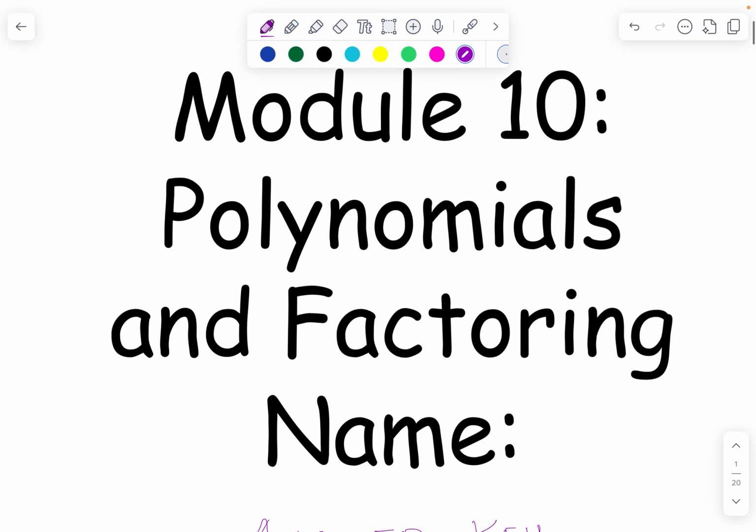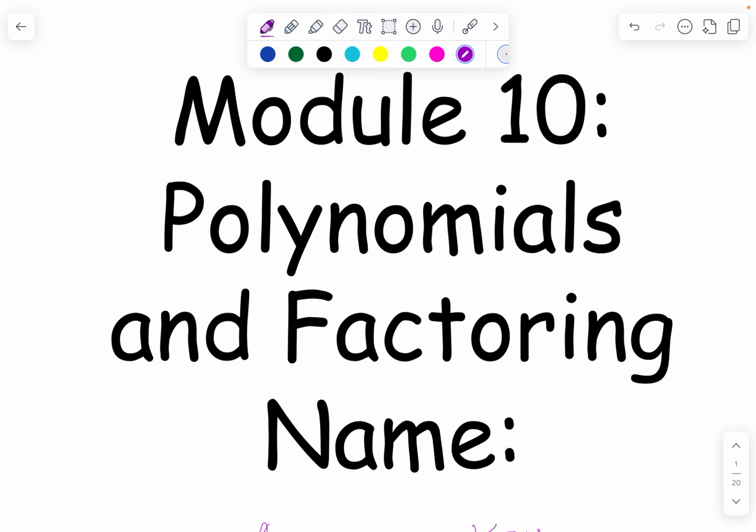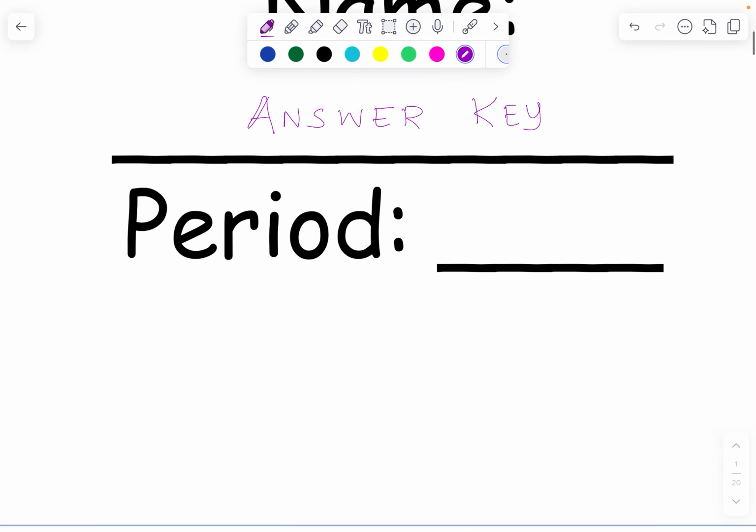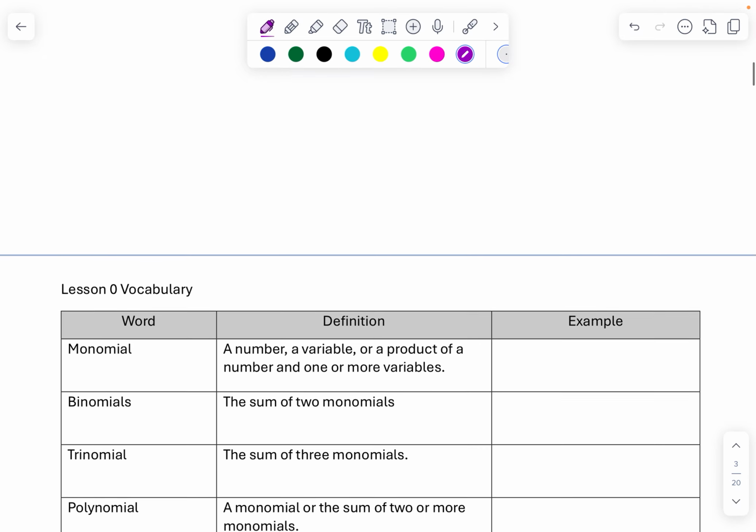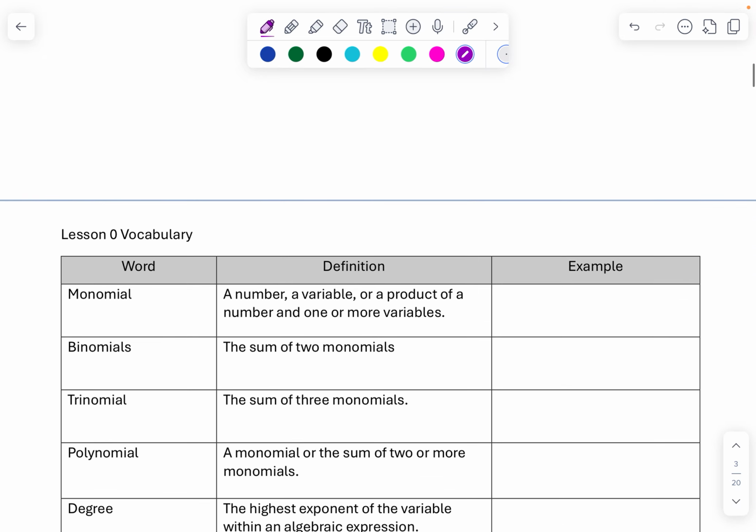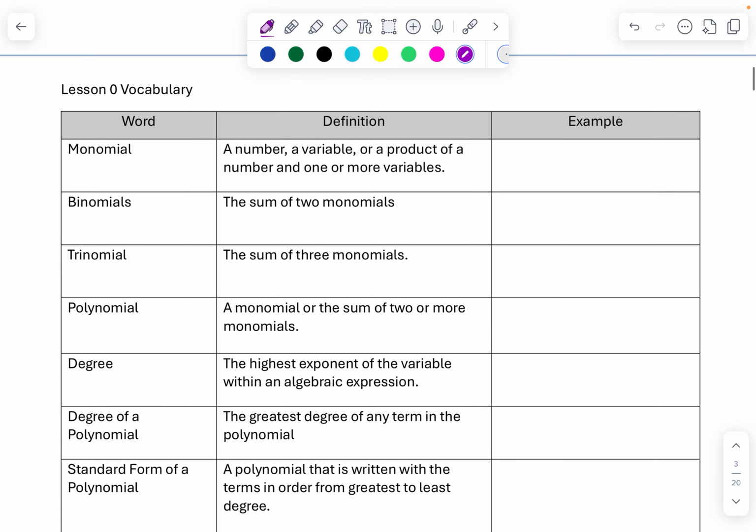We are now on Module 10, Polynomials and Factoring. Before we dive into notes, we need to understand some vocabulary terms. So in your first page of your notes, we're going to start with Lesson 0, Vocabulary.